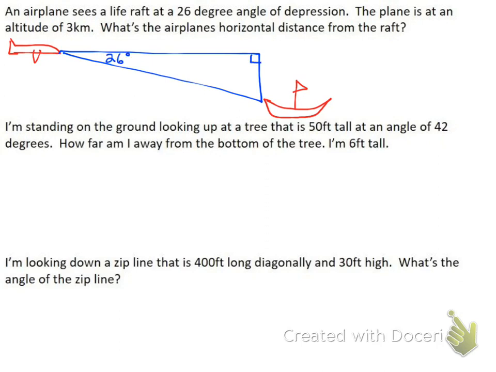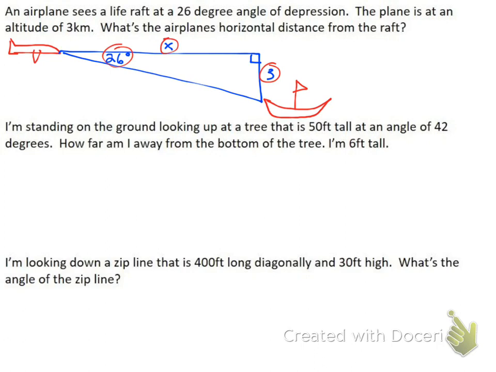26-degree angle of depression. Plane's altitude is 3 kilometers. Figure out what's the plane's horizontal distance. Again, horizontal means sideways, left and right. And so again, these are the three things I'm using.